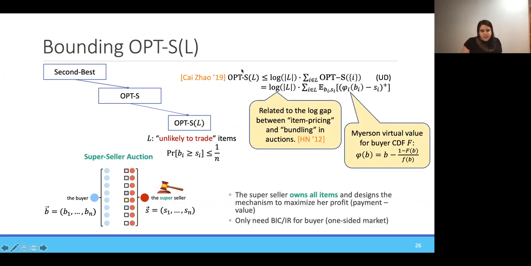All we've done is take the seller's revenue and split it into item pricing, essentially just the best possible revenue from each item. Make sense? Was there a question on this? No, okay.